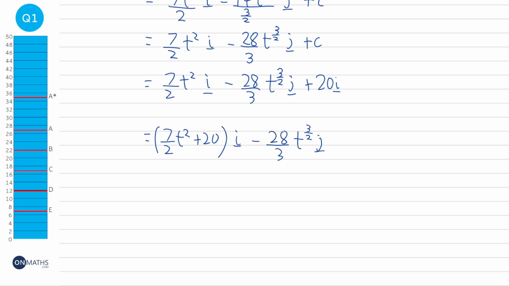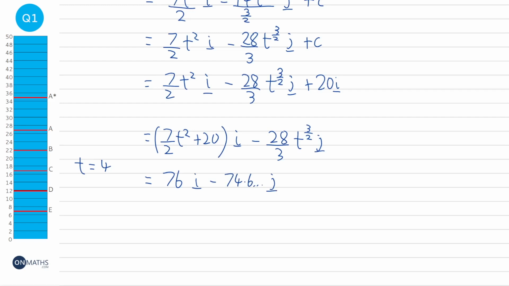Okay, so we're asked to find out what the velocity or the speed is when t is 4. So we're just going to substitute in 4 into this. And for the i component, we'll get 76i. And for the j component, we will get 74.6 recurring j.